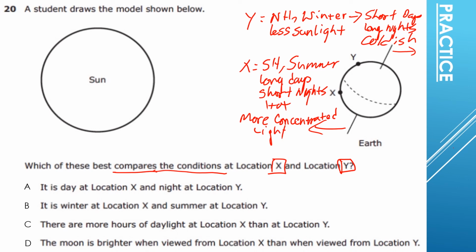And so let's see what our choices are. So it is day at location X and night at location Y. Well, actually, if you look at it, they're both on the same side of the planet here. And so this would be the night side right here. Let me actually do this. So they're both located on the day side.